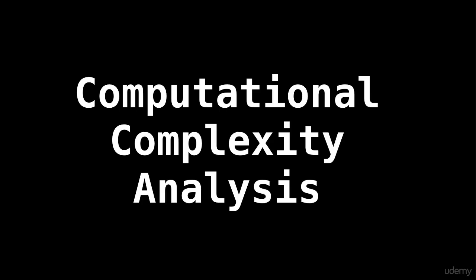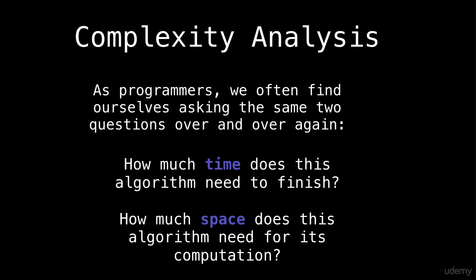Alright, now that we're done with abstract data types, we need to have a quick look at the wild world of computational complexity to understand the performance that our data structures are providing. So as programmers, we often find ourselves asking the same two questions over and over again. That is, how much time does this algorithm need to finish? And also, how much space does this algorithm need for my computation?